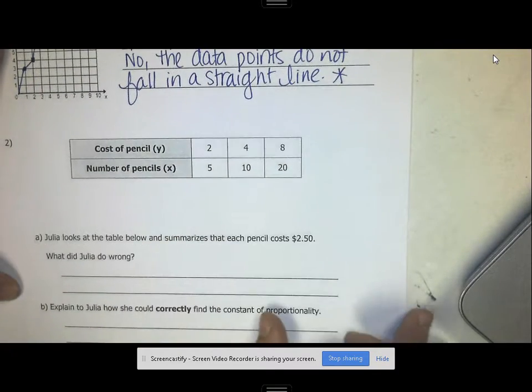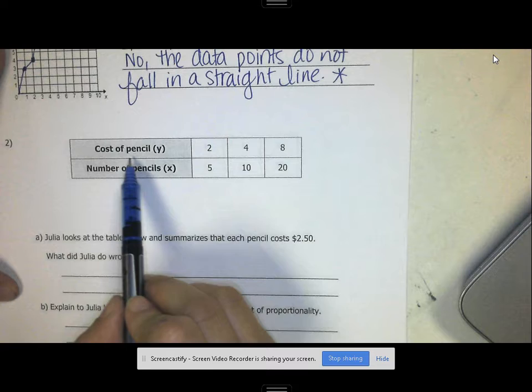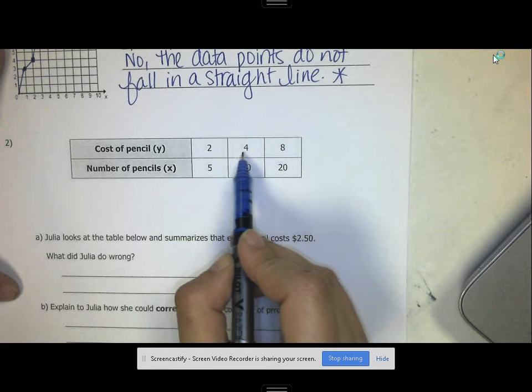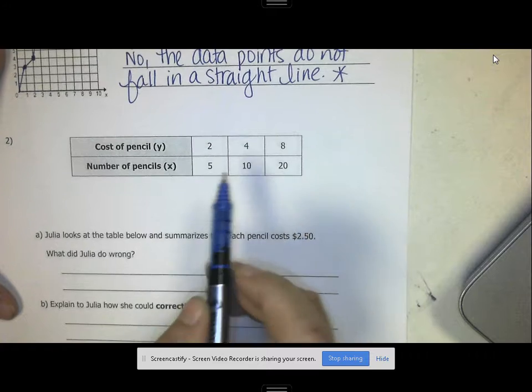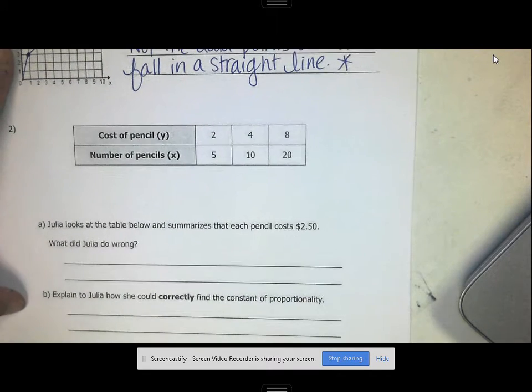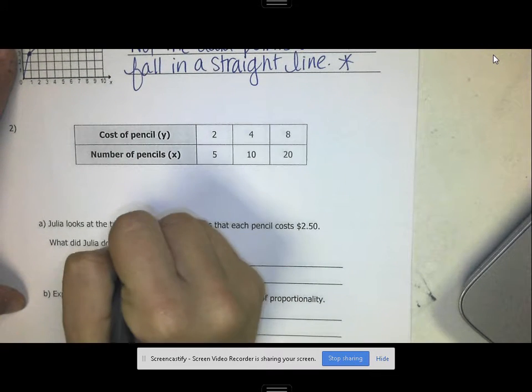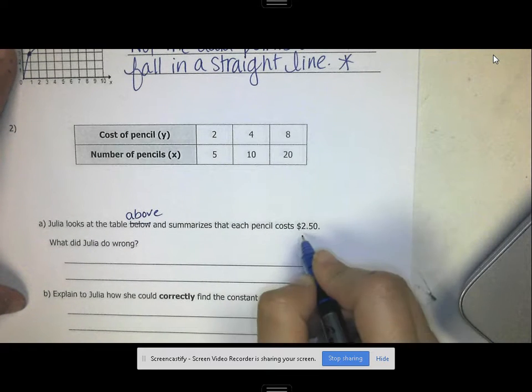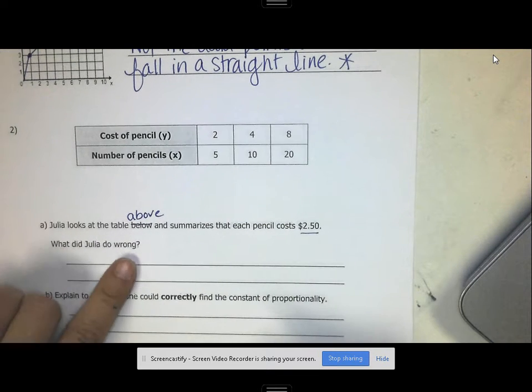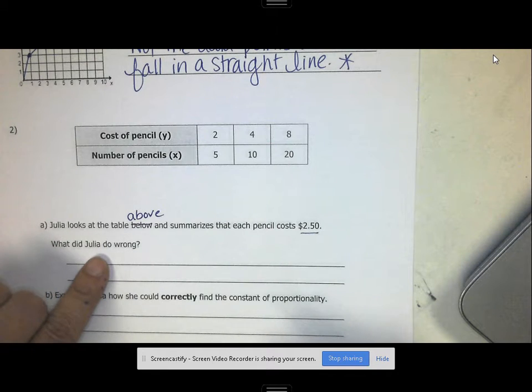All right. Now let's see. This says cost of a pencil, $2, $4, $8. Number of pencils, 5 pencils, 10 pencils, 20 pencils. Julia looks at the table above and summarizes that each pencil costs $2.50. What did Julia do wrong? So Julia must have done something wrong.